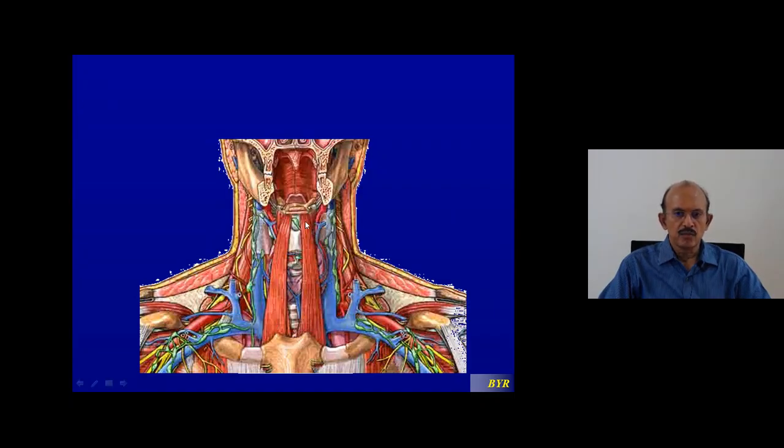Now you can see the sternohyoid stretching from the sternum to the hyoid bone. So the bones in the midline of the neck are, the uppermost one is the hyoid bone, then the thyroid cartilage, then inferiorly is the cricoid cartilage, then inferior to the cricoid cartilage are the tracheal rings. This muscle stretches between the manubrium sterni and the hyoid bone.